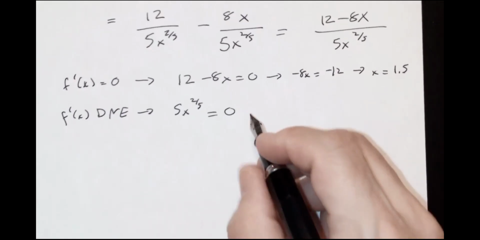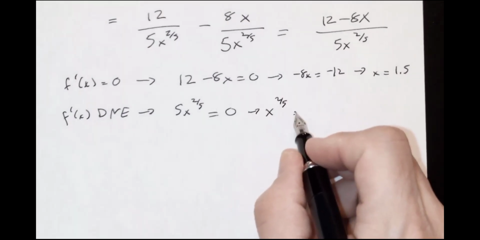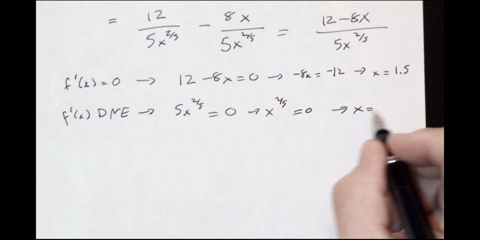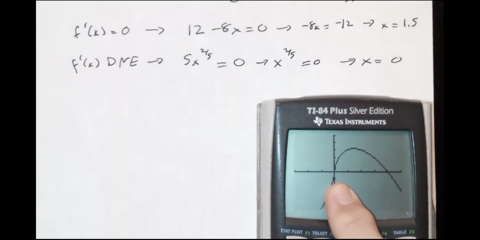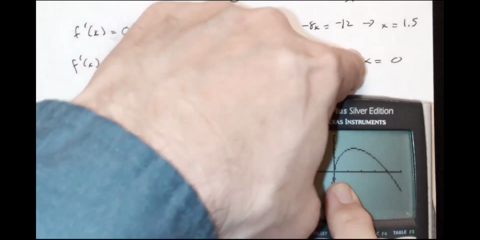Similarly, in the bottom, if I divide by 5, I get x to the 2/5 is equal to 0. The only way that's going to be true is if x is 0 itself. If my function has a derivative that doesn't exist, that means my tangent line has a slope that doesn't exist. So either I have a corner or a vertical line or a hole or a gap or something like that, right? There's a vertical tangent line right there when x is 0.